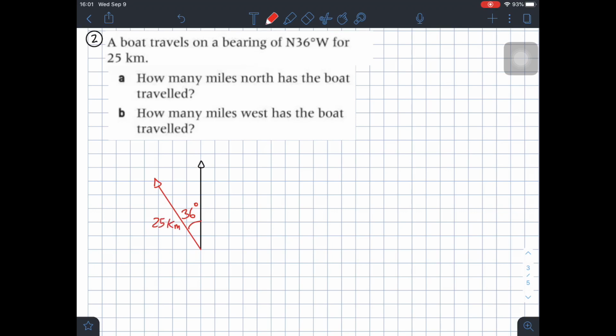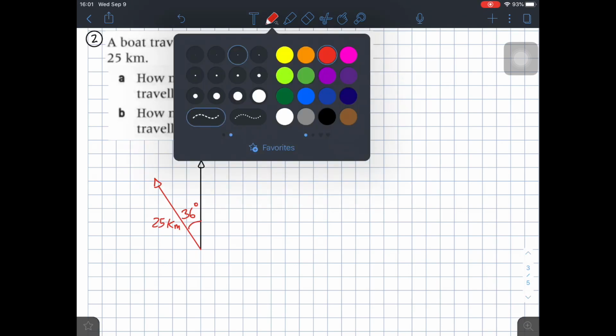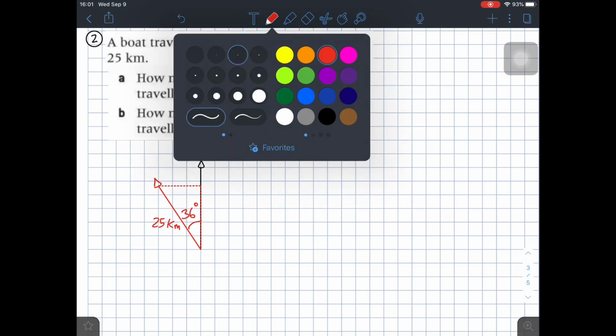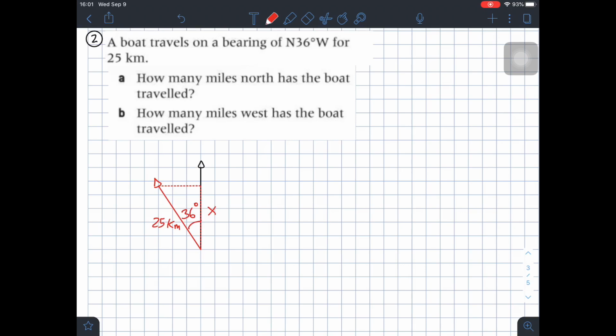Okay. So it says, how many miles north has the boat traveled? And then for part B, how many miles west has the boat traveled? Basically, if I complete this right triangle here, we know that this distance over here, I'm going to call this x, is the distance traveled north by the boat, and this distance over here, y, is the distance traveled west by the boat. So we need to find both values of y and x. To find these values, this is a right triangle, so I can apply SOHCAHTOA.